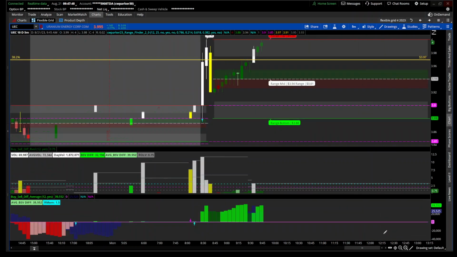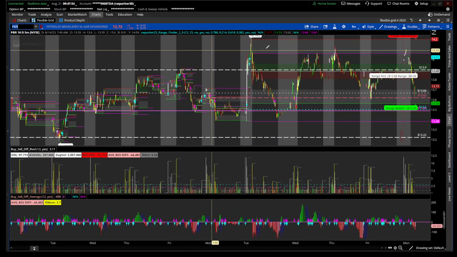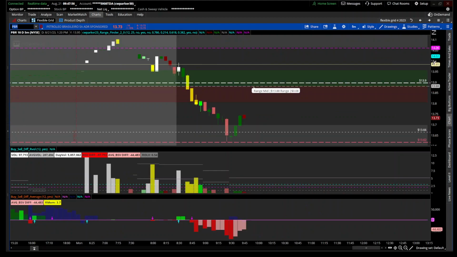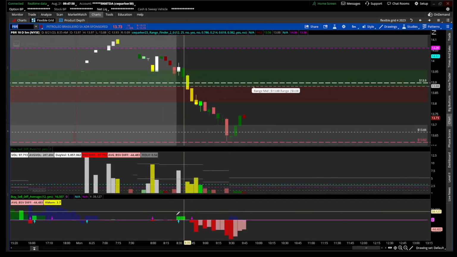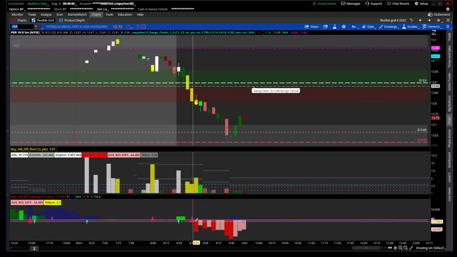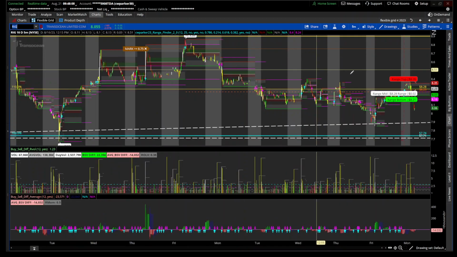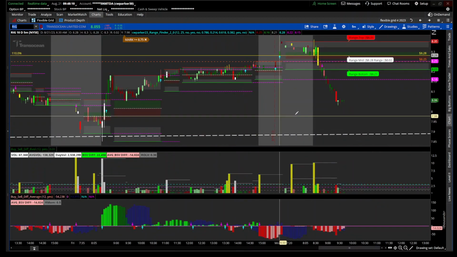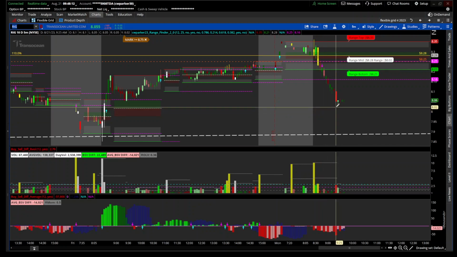And yeah, I was looking for UEC to be above $4. PBR, this is an oil play right here. And you can just see where it was buying and then it just completely decreased. Same situation here, RIG. I think I'm trying to catch this one. It's another energy play, but trying to catch it in the 7s.